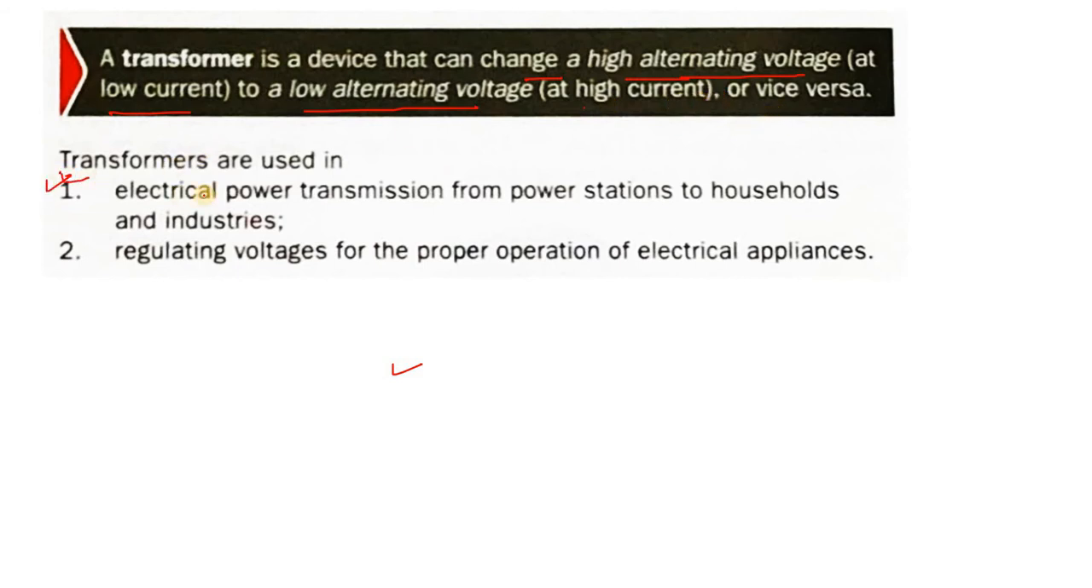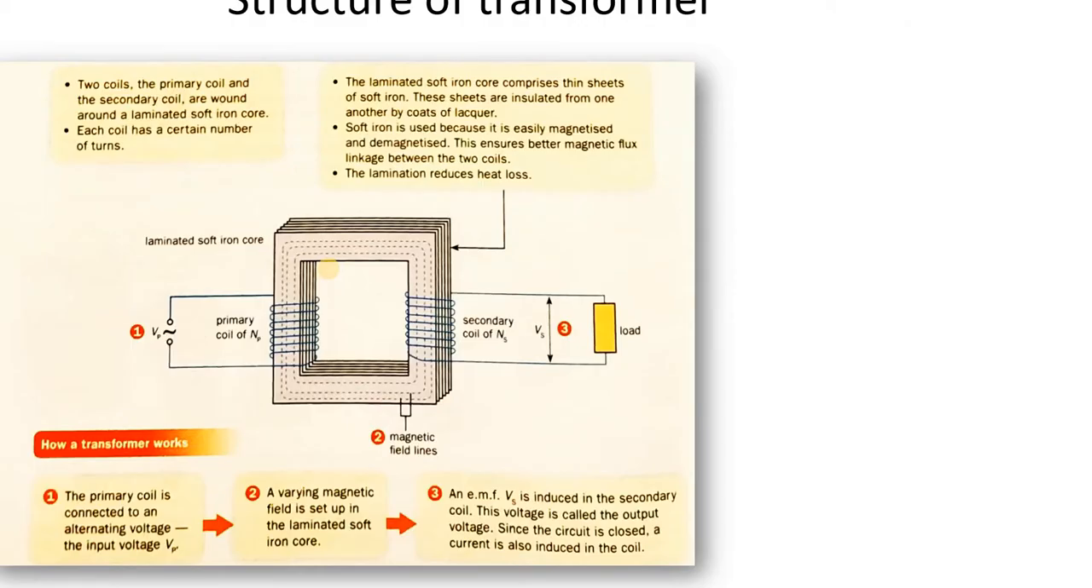So where do we use it? We use it for electrical power transmission from the power station to our houses and industries, and also to regulate the voltage for proper operation of different electrical appliances. So now let's understand the transformer in a bit more detail.